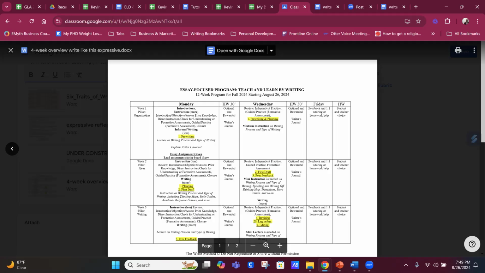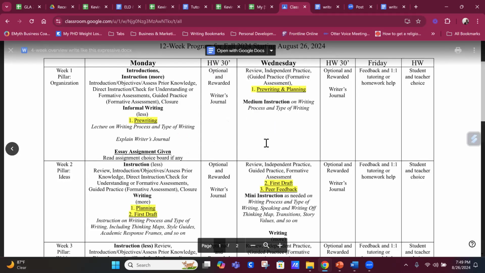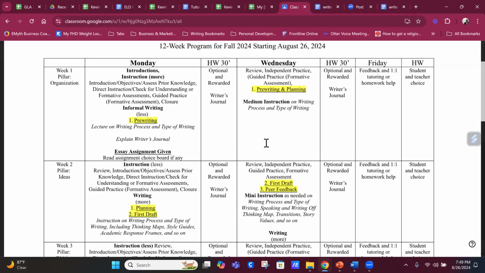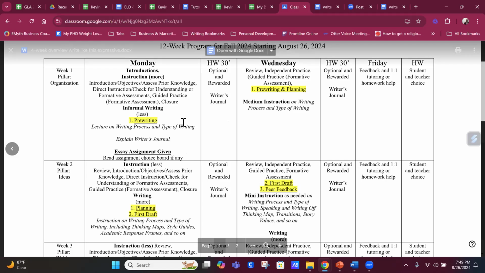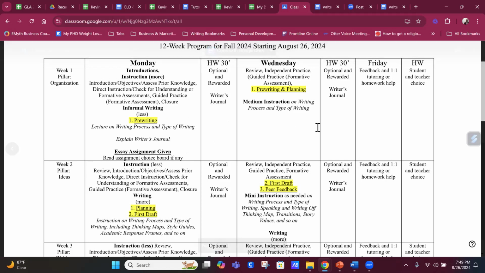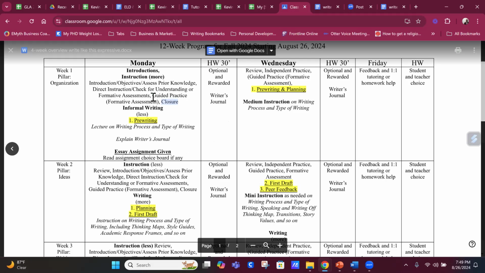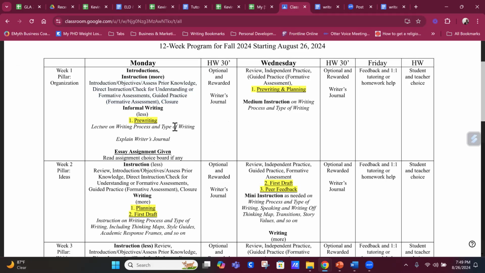Now, I want you to pause the video and look at how we structure everything. Now, this is scary looking, but a lot of it is just teacher stuff I'm focusing on. This is just for me. Students don't really have to follow this. You as a parent or you as a student can kind of see where we're headed, right?